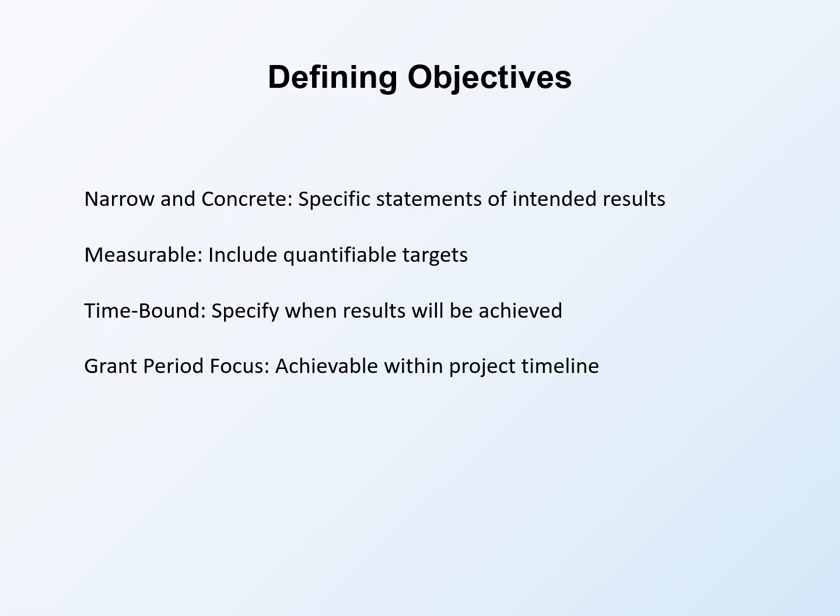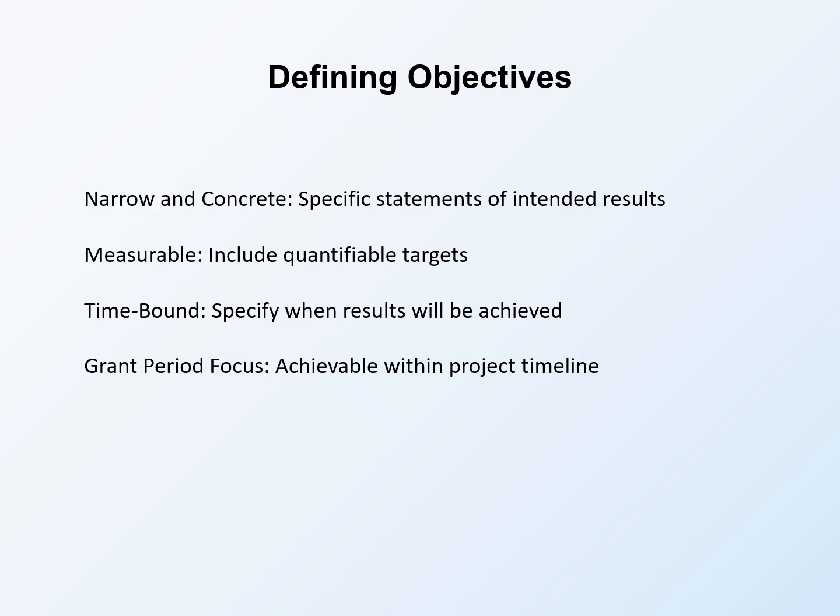Objectives are narrow and concrete statements of intended results. They specify exactly what you will accomplish in terms that can be verified. Objectives are measurable, including quantifiable targets. They answer how much change you expect, how many people will be affected, or what percentage improvement you will achieve. Numbers matter in objectives. Objectives are time-bound, specifying when results will be achieved, by the end of year 1, within the grant period, or by a specific date. Time constraints make objectives verifiable.